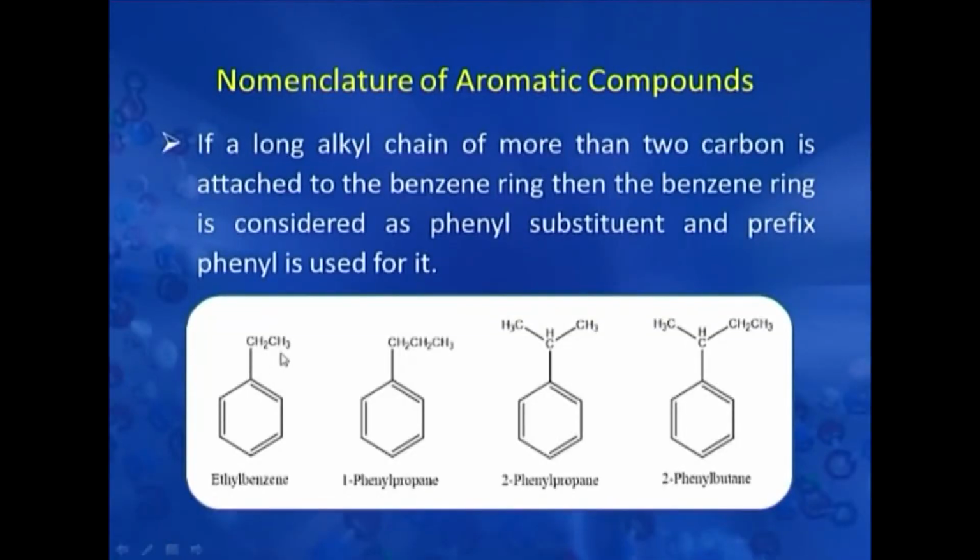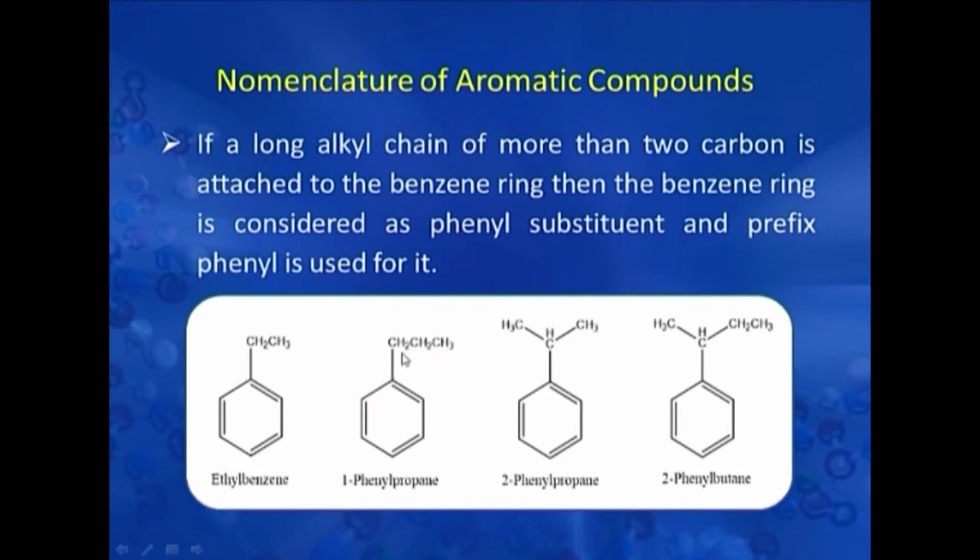If a long alkyl chain of more than 2 carbons is attached to the benzene ring, then the benzene ring is considered as a phenyl substituent, but the alkyl chain is considered as the parent chain. So, here we use the prefix phenyl for the benzene ring. For example, you see here there are 2 carbons on the benzene ring, we call it ethyl benzene. But when there are 3 carbons on the benzene ring, then we consider this 3 carbon chain as the parent chain, and this benzene ring we take as the phenyl substituent.